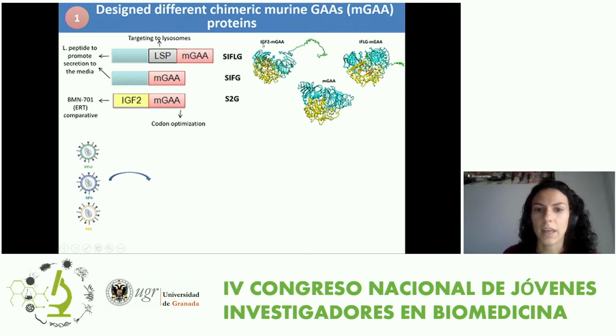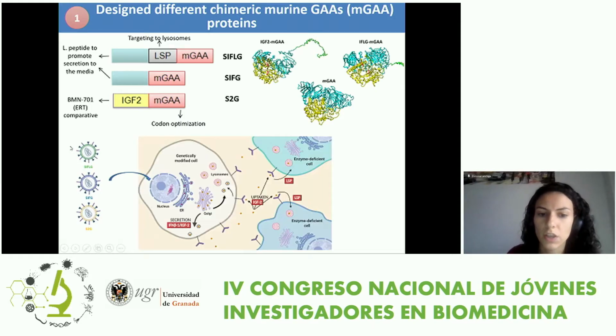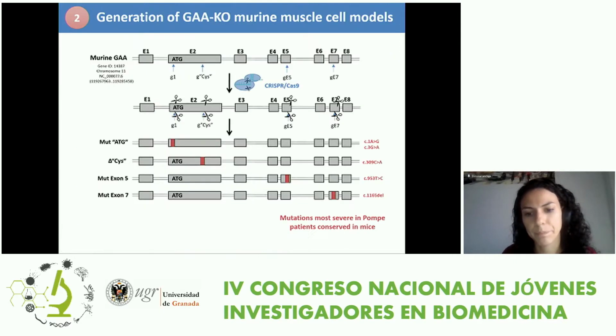So then with the 3 constructions, we produce lentiviral vectors, and we want to transduce different cells. When we modify our cells, we are going to produce the GAA protein, and this protein is going to be secreted to the media with the modification that we have introduced, and we want to improve the uptake by the surrounding cells that are not modified, in order to capture the protein.